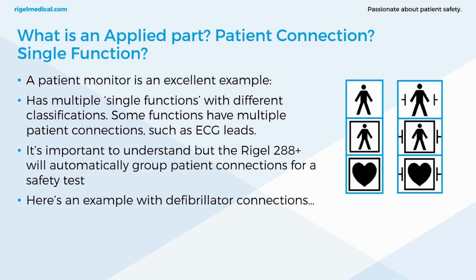Okay, so a patient monitor is an excellent example. It has multiple single functions, each with their own applied part classifications, such as ECG leads, etc. Another example is a defibrillator, and here we've got two single functions with different classifications. For a defibrillator, you've got your ECG leads, you've also got the defib pads, and they normally have different classifications. And I'll show you a quick example with these defibrillator connections with our Rigel 288 Plus and how it's set up.